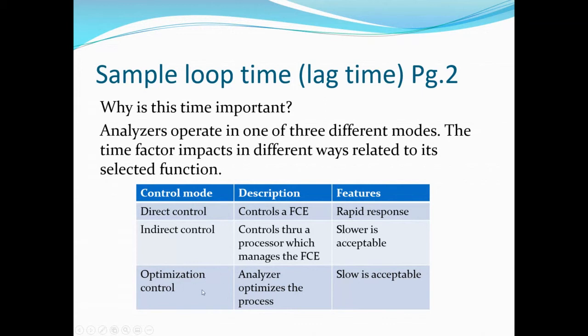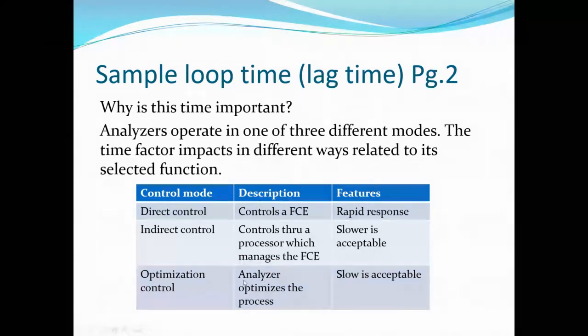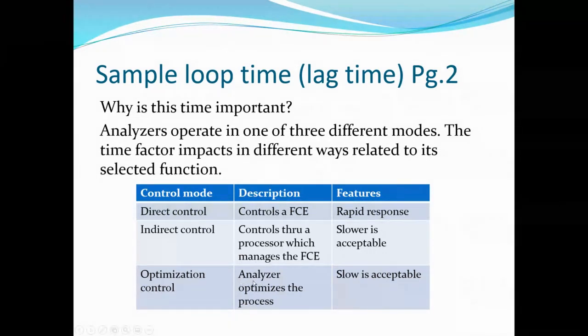Then the final category here is the control mode called optimization control, where the analyzer optimizes the process. This is typically something like using an oxygen analyzer or carbon monoxide analyzer on a burner or some type of combustion application, just to tweak the air fuel ratio to make sure that you're burning efficiently and effectively and economically. Not really a process thing, more of a tweaking kind of thing. And for this particular application, slow is a little bit more acceptable. So we got three modes: direct, indirect, and optimization.